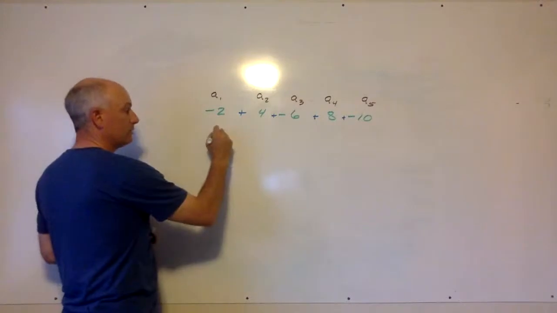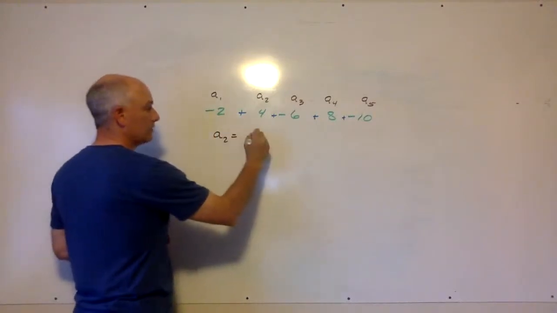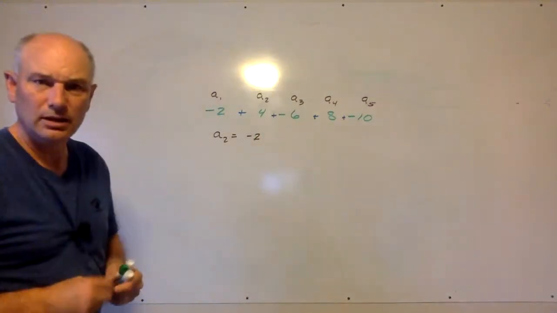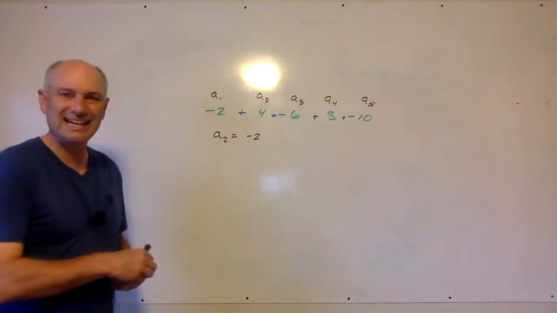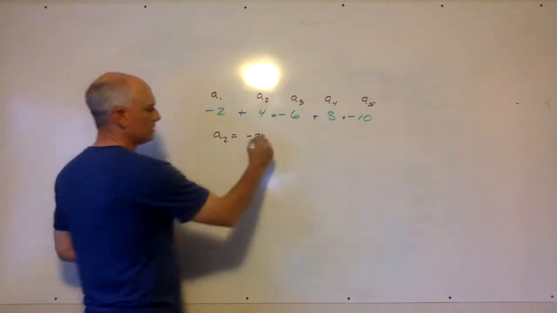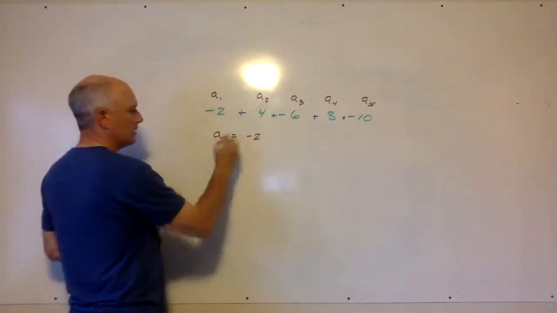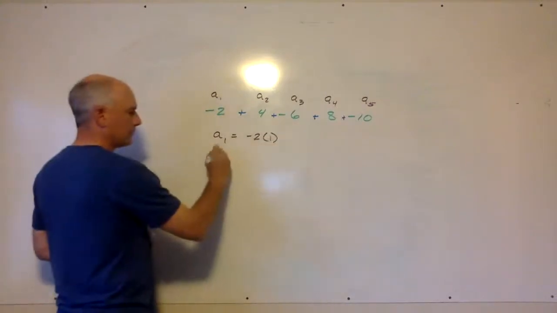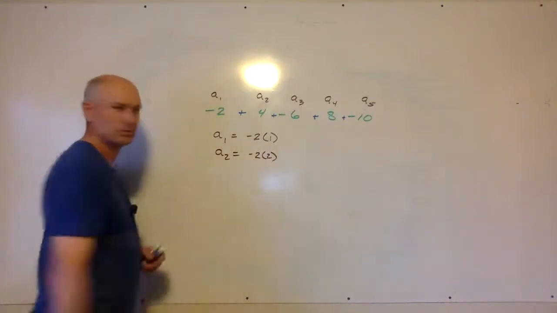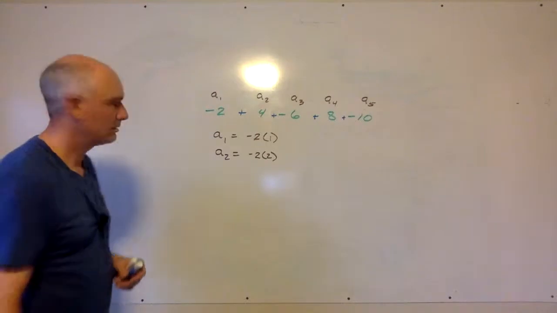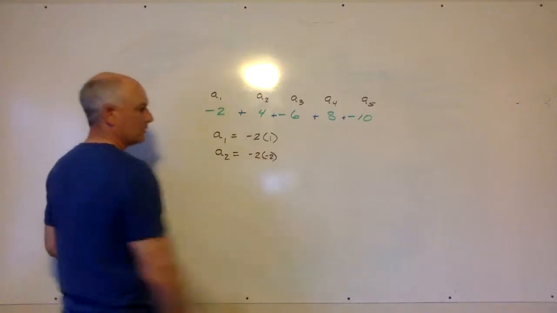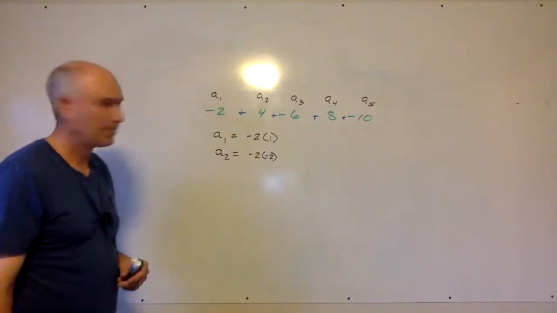So look at it from that rule. A sub 2 looks like -2. What's the pattern here? It looks like we're not going up. It looks like there's a multiplication by a negative number. So let's see if this makes sense. A sub 1, -2 times 1. A sub 2 is equal to negative 2 times 2, except that doesn't work, does it? This would have to be what? A negative 2, wouldn't it?